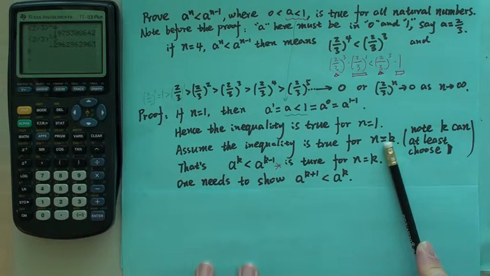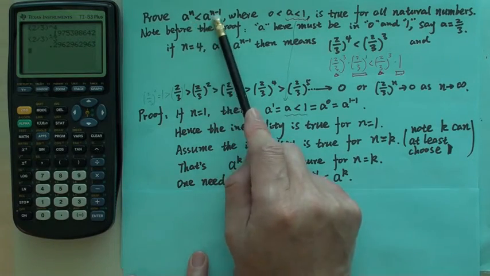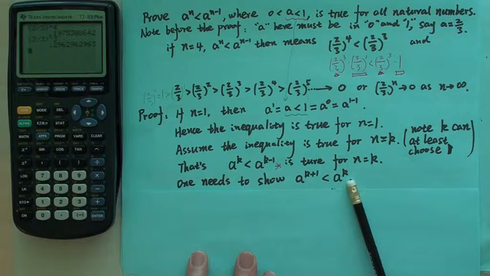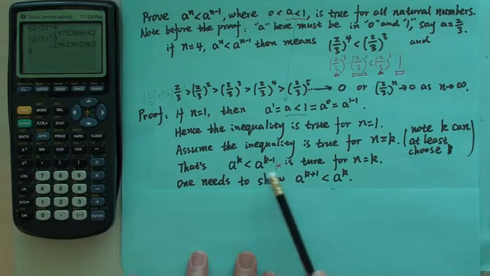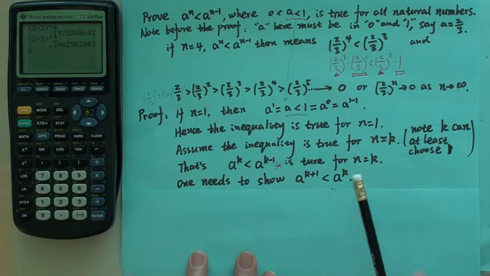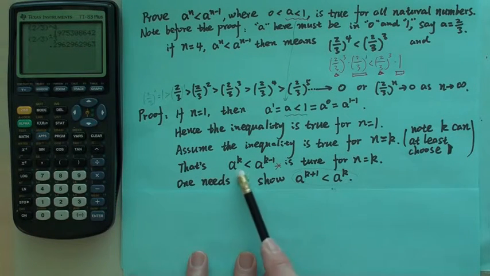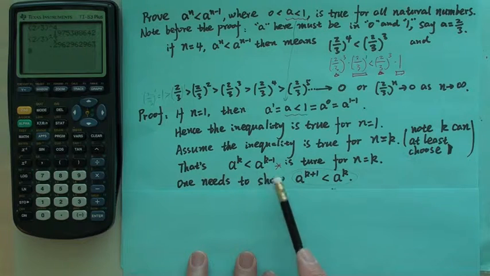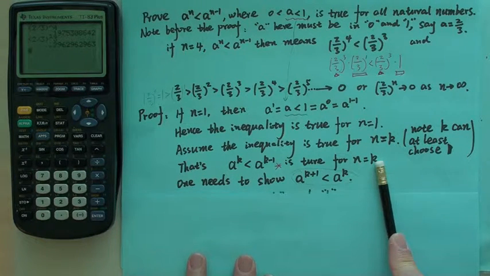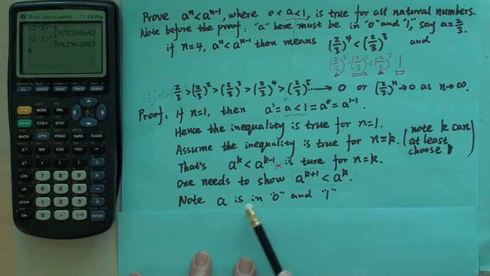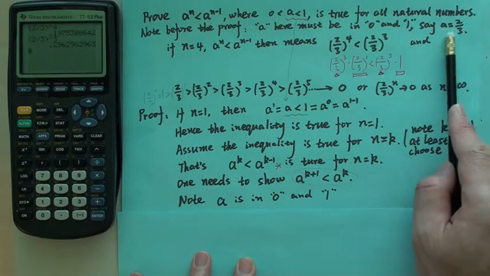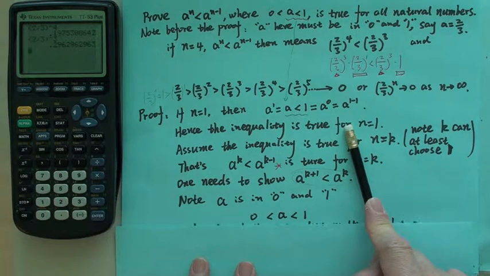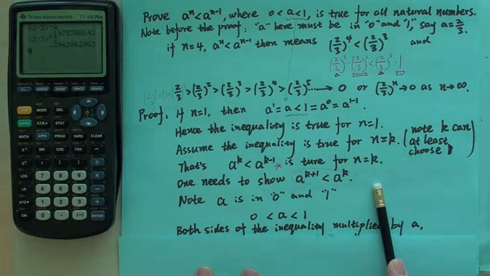So basically, one needs to show that when you replace this n with k plus 1, this is true. We assume this is true. We want to prove this is true. This is not true yet. We only assume this is true. But from here to here is 1 or 2 steps. First of all, you have to notice again that a is between 0 and 1. That's a very important condition. Then what can we get?